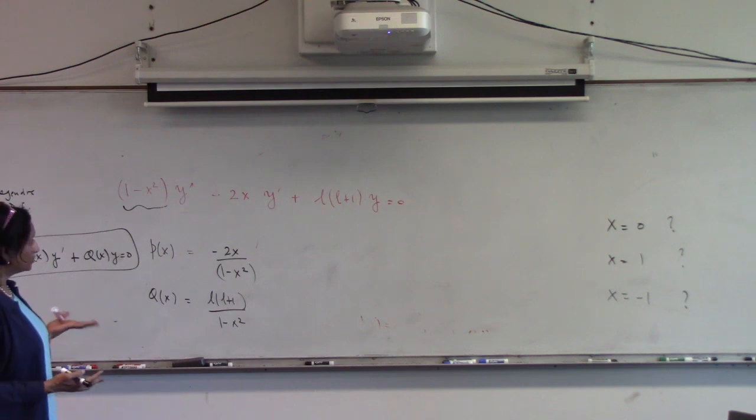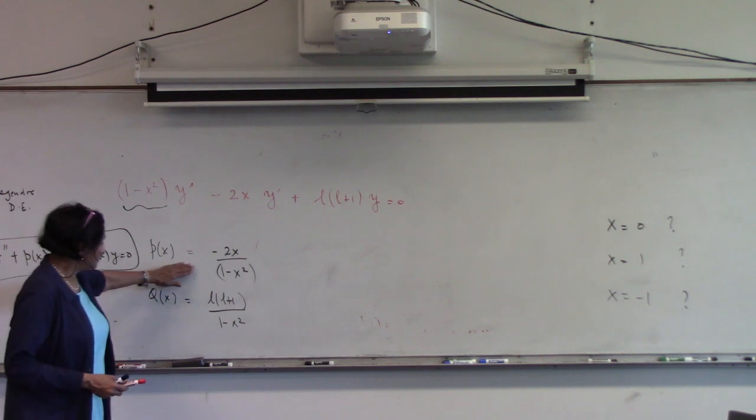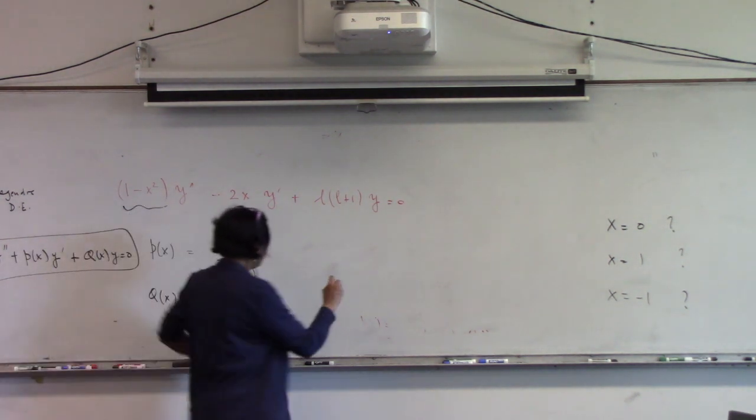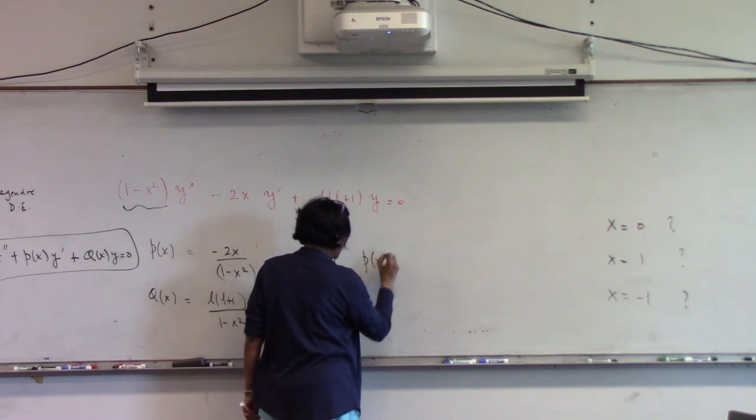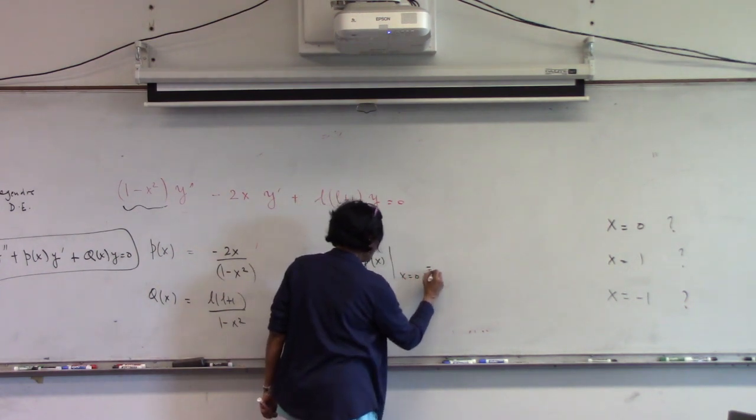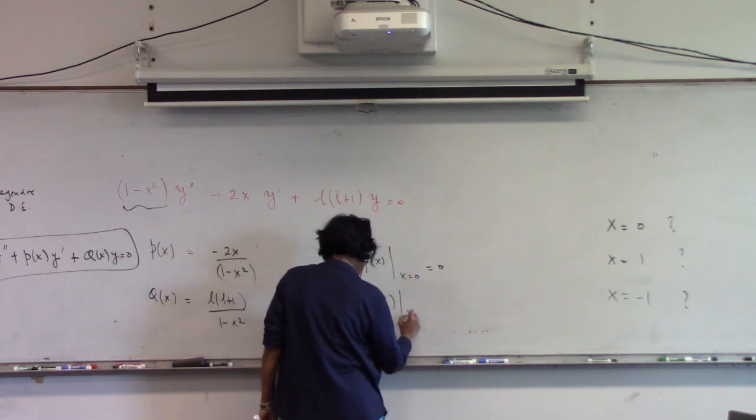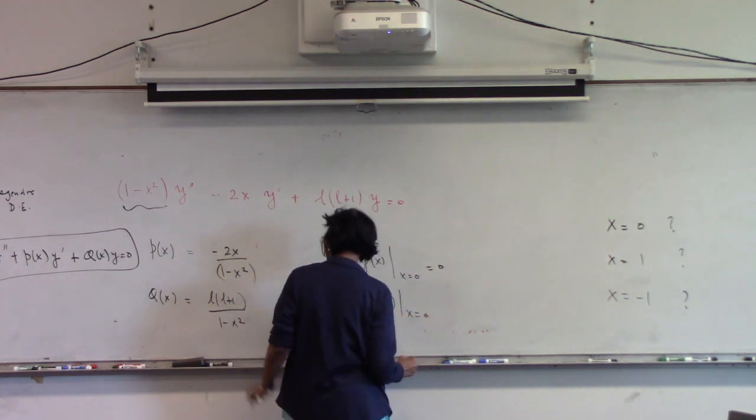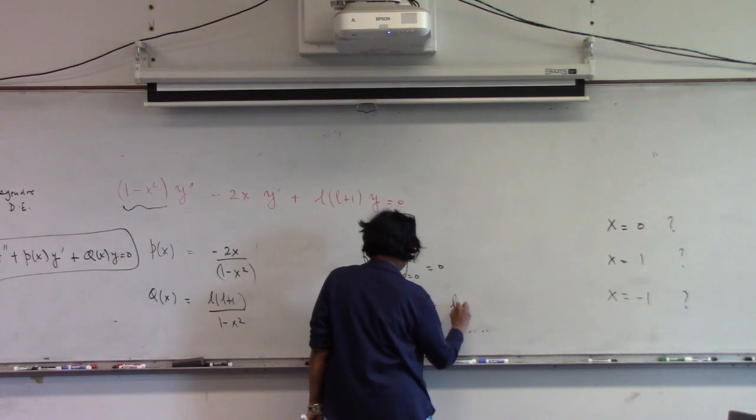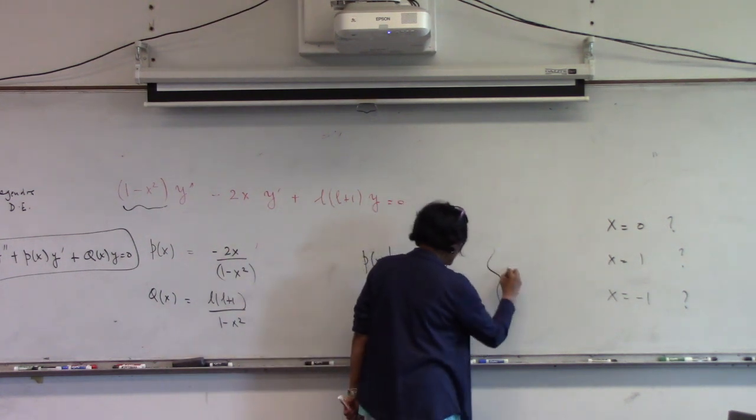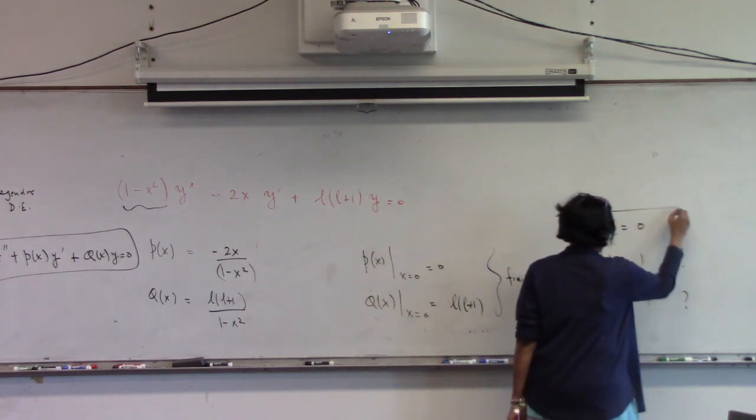So x equal to 0: p of x is 0, so it's well defined, it's not infinity, okay? So p of x at x equal to 0 is 0, fine, and q of x at x equal to 0 is L times L plus 1. So both are finite. So this one is an ordinary point.